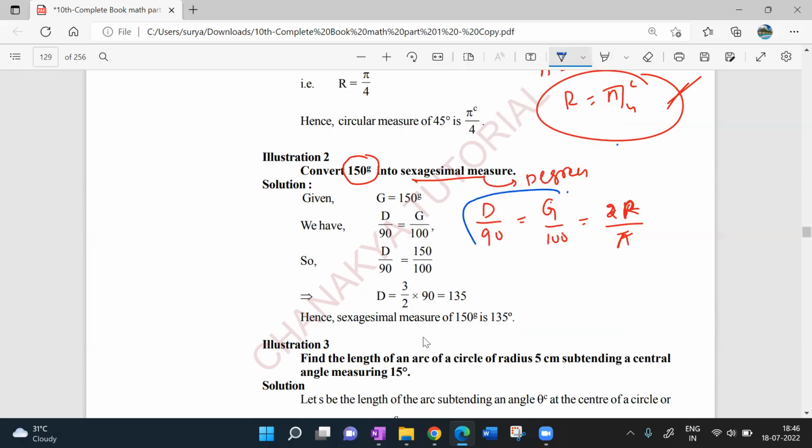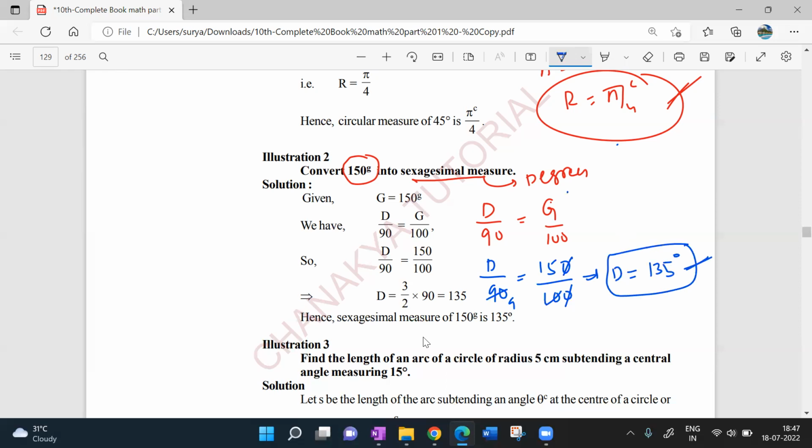So now, can I just take these two relations here? He has given grades, beta, and he's asking us to find in terms of degrees, right? So I'll not be taking this. I'll be relating the first two terms. D by 90, D is degree, equals G by 100, grade is 150. 10 ones, 10 nines. Degree is equal to 135 degrees. That's it. D means degree, G means grade, R means radians. Hope you are getting my point. So 150 grades is equal to 135 degrees. Any doubts?